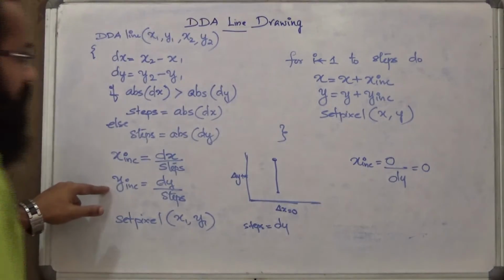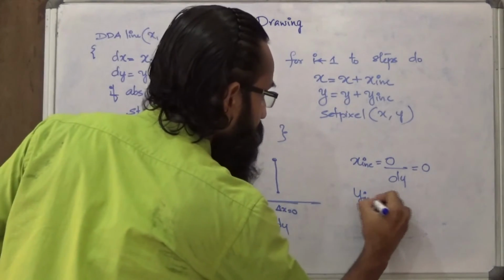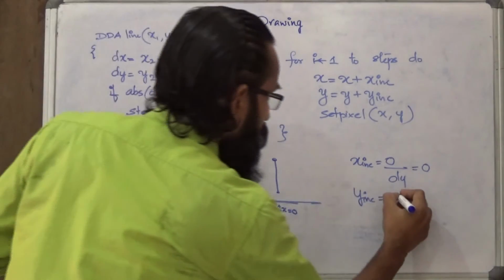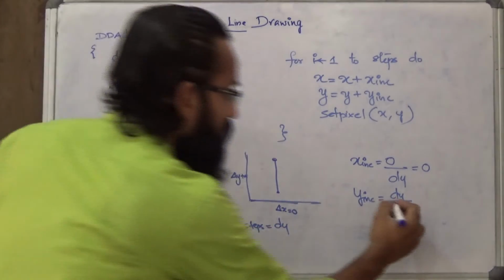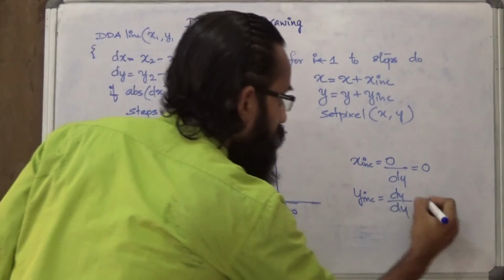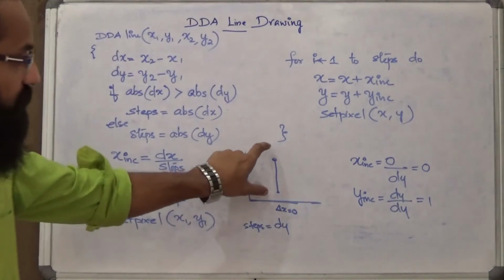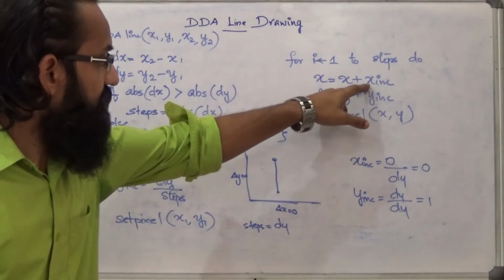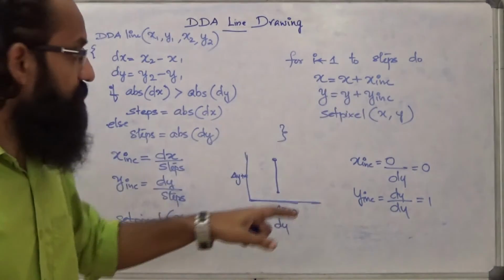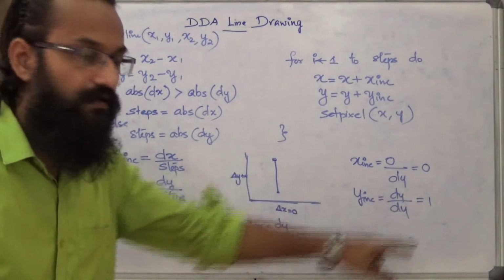And what about y increment? Y increment is equal to dy by steps. So dy by steps is dy by dy, that is equal to 1. So if you consider this particular vertical line, at each and every step x gets incremented by 0, it will remain same, and y value will get incremented by 1.